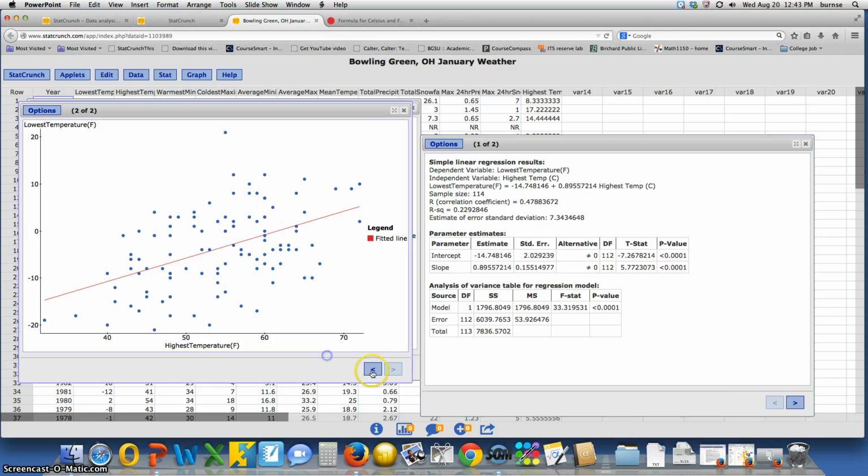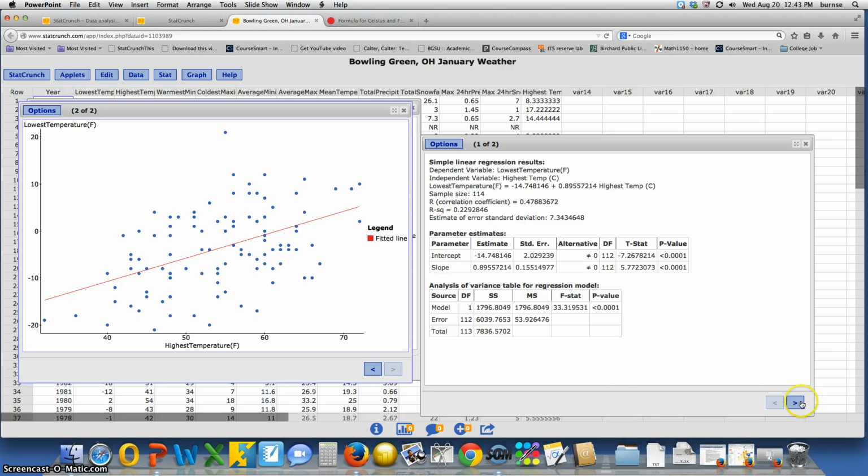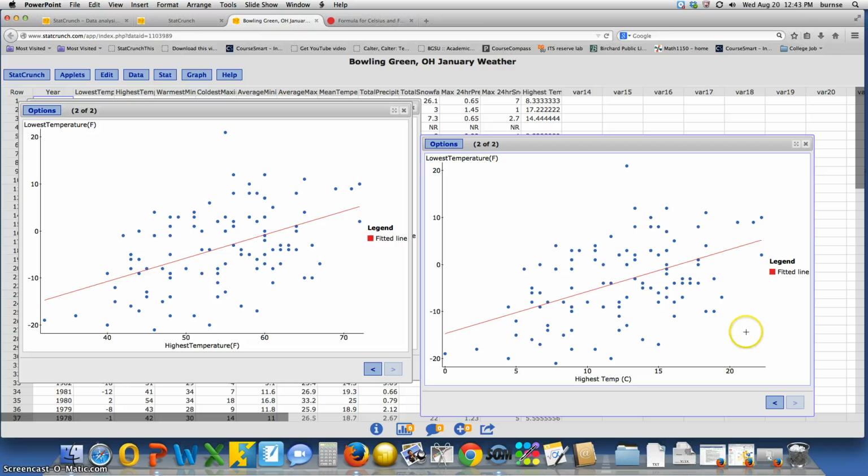Okay, and let me go back here on this one. And you notice I still have the exact same correlation. Okay, if you look at the difference in their scatter plots, it makes sense you'd have the same correlation because the only thing that changed from the scatter plot where they were both in Fahrenheit to the one where I used Celsius for the highest temperature is how the x-axis here is labeled. Okay, that's the only thing I changed. Okay, so I still actually have the exact same thing.